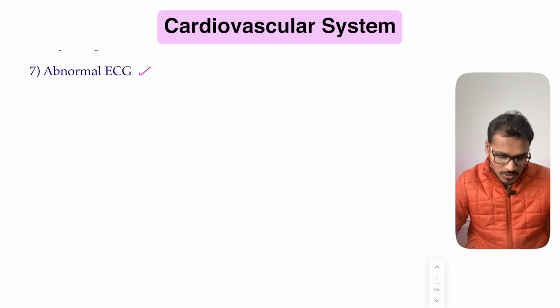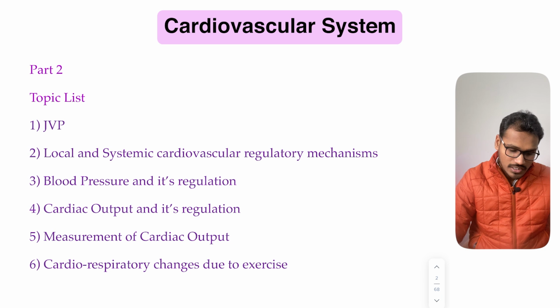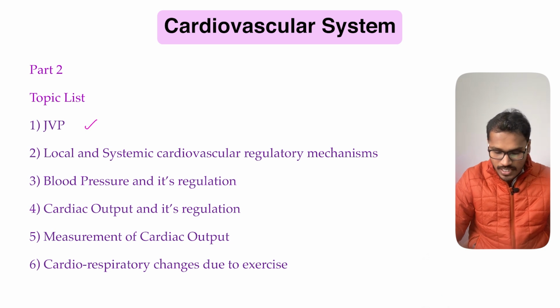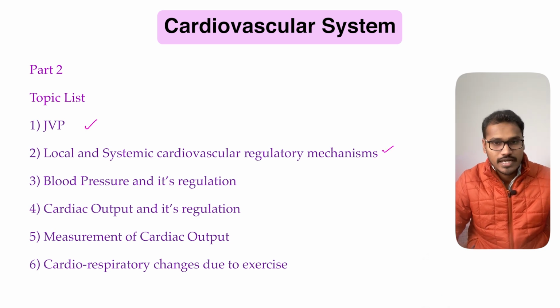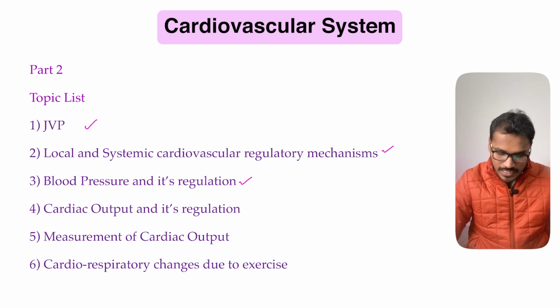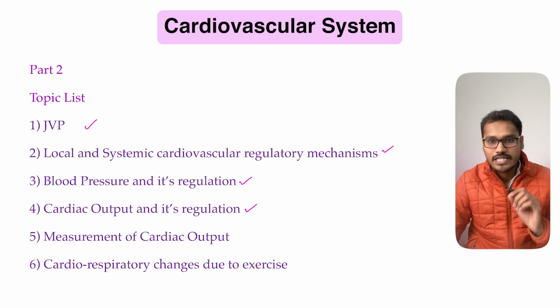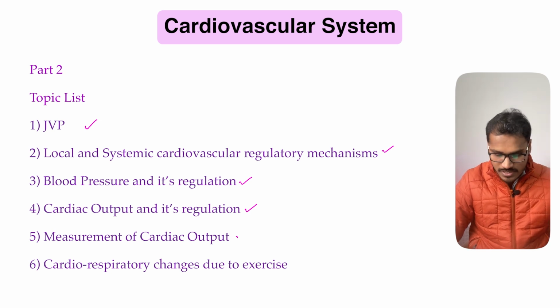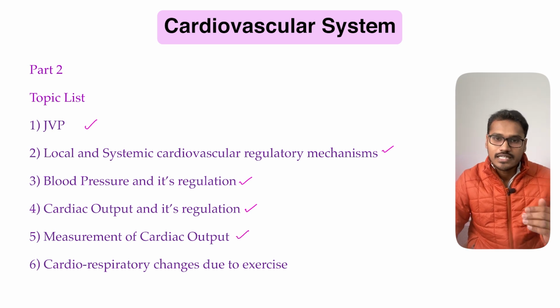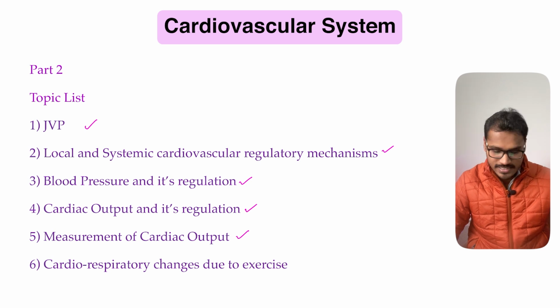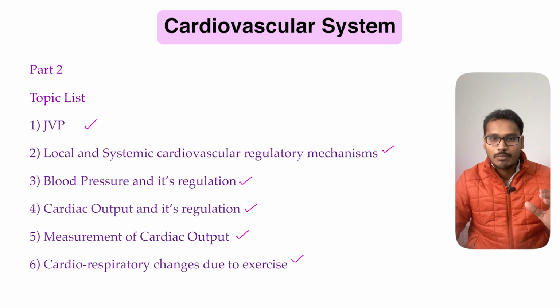Now in part 2, we will be discussing the JVP, the local and systemic cardiovascular regulatory mechanisms. This is like the summary of all the regulatory mechanisms, but in detail, the regulation of BP and cardiac output is very important, and some of the measurements of cardiac output, and finally the cardiorespiratory changes in exercise. So this will form the topic list for our part 2. As you can see here, this mostly deals with the regulatory part.